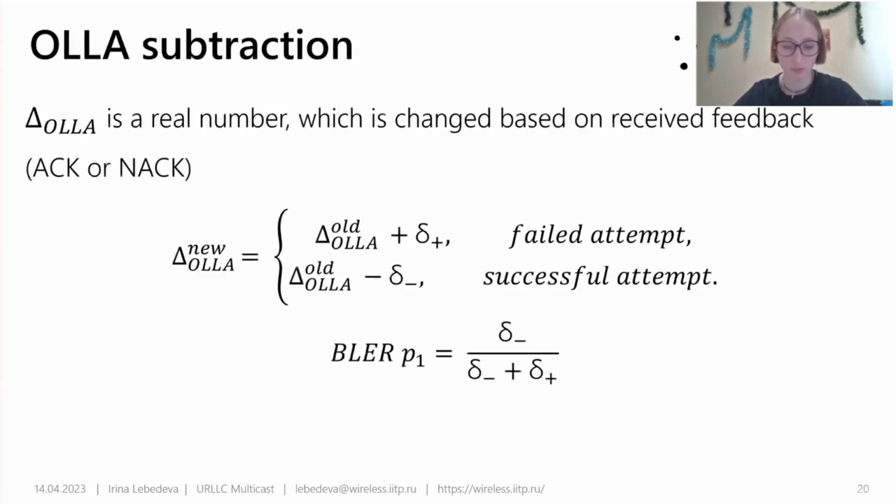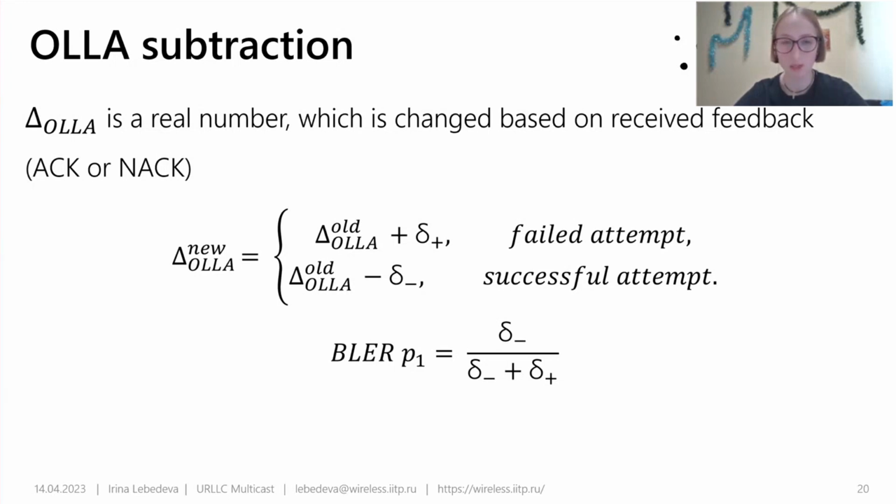The multicast OLLA. With the multicast OLLA, the base station keeps a single subtraction delta_OLLA for a multicast group. The OLLA algorithm is updated for a unicast case, so we adapt it for a multicast case. Note that delta_OLLA is a real number, so we round the MCS obtained after subtraction to an integer value and check it with respect to the lower and the upper bound of the available MCS.